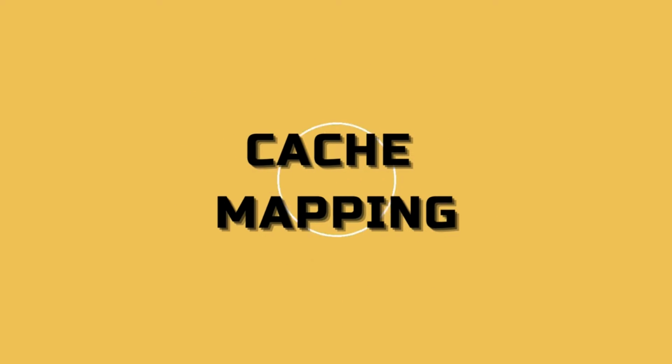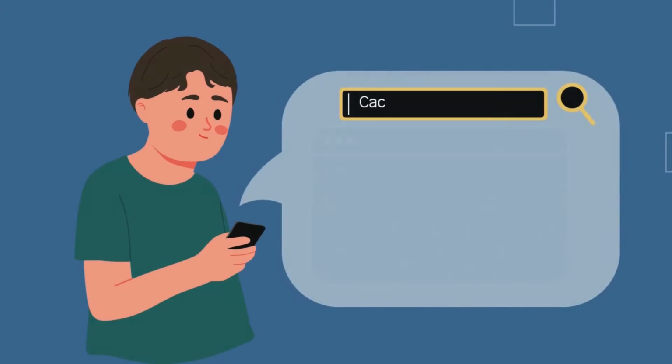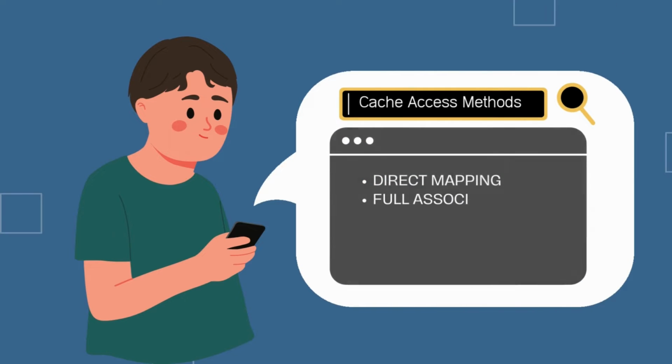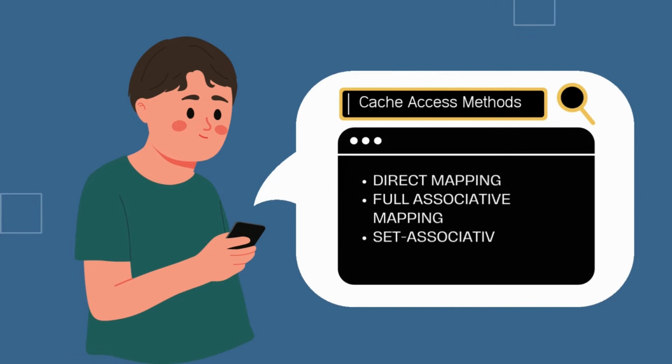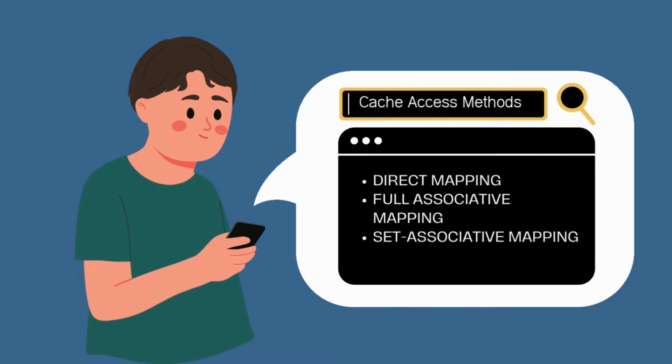Now to our objective of the video, which is cache mapping. So there are three cache access methods, which are direct mapping, fully associative mapping, and set associative mapping. And now my other group members will explain more on cache access methods or cache mapping.